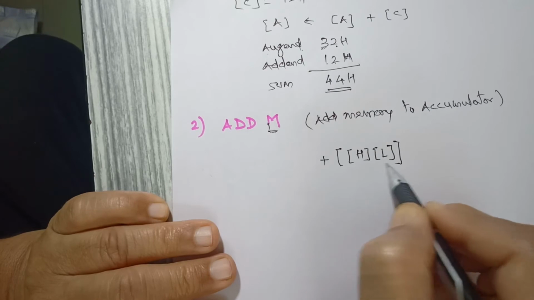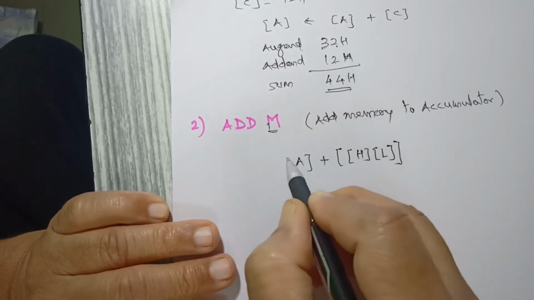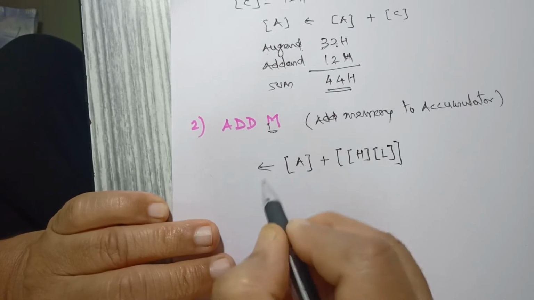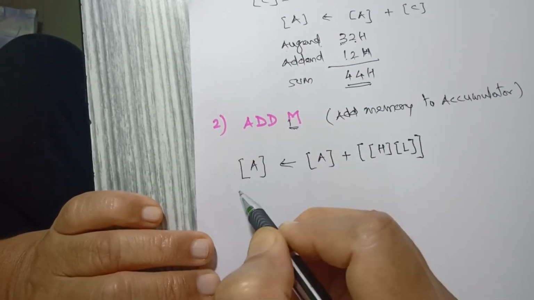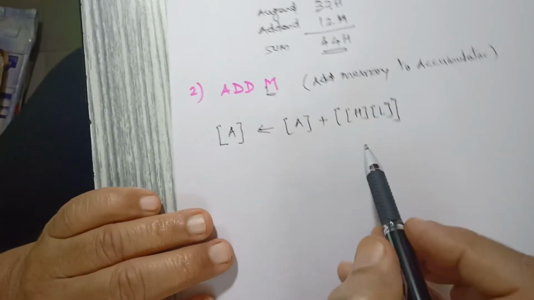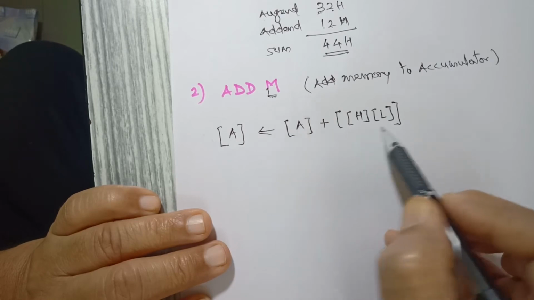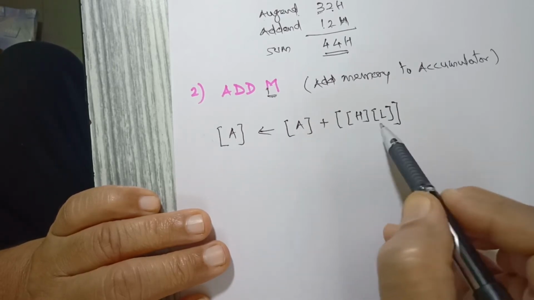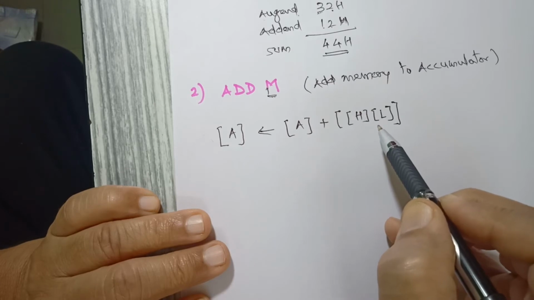So the content of the memory location pointed to by the HL pair is added to the accumulator and the result is always placed into the accumulator. So here you should take care about what is there in the HL pair. The HL pair should hold the address of the data of your interest.